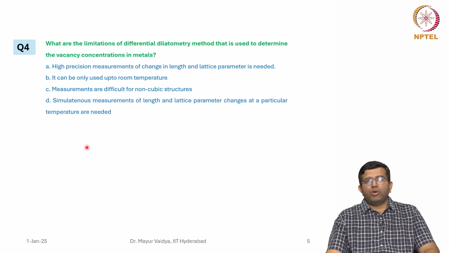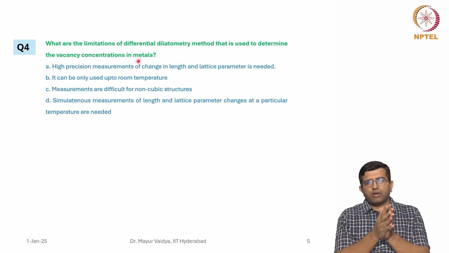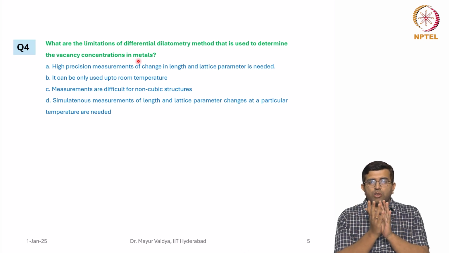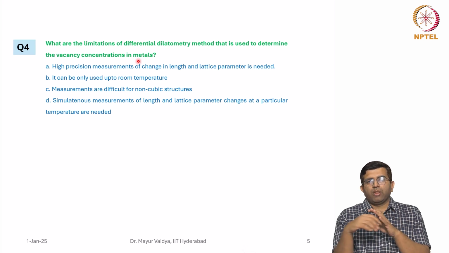Question number 4. What are the limitations of differential dilatometry method that is used to determine the vacancy concentration in metals? So, we studied that there are a couple of methods. One of them is differential dilatometry, another is positron annihilation, which are used to determine the vacancy concentration in metals.